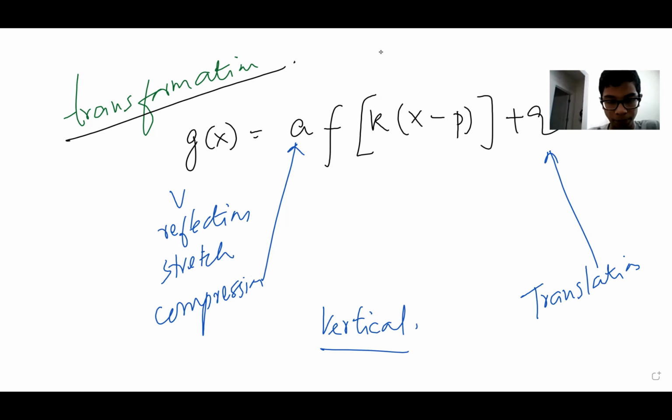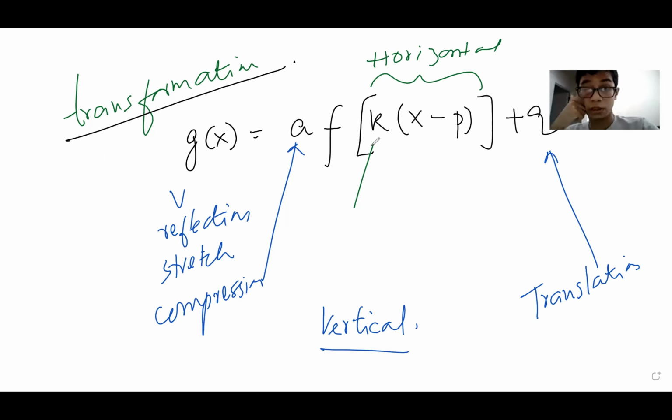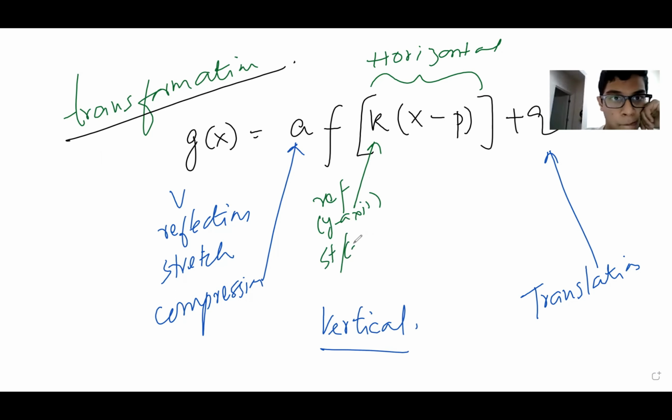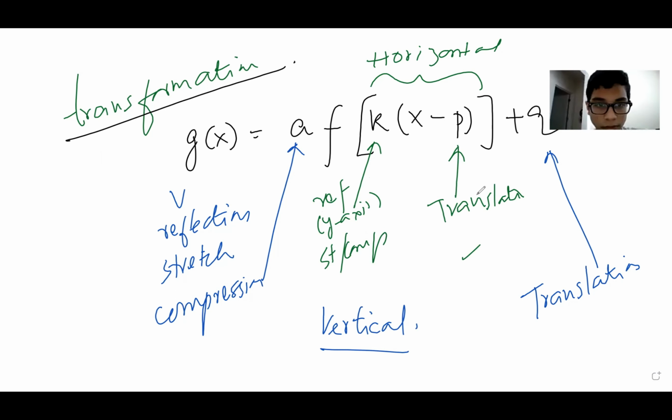On the other hand, the inside terms which we talk about are all horizontal. You understand? Where k is reflection. So when we say reflection, it is on the y-axis. Do you see that? Or stretch or compression, correct? As far as p is concerned, it is a translation, right? So inside terms are translations left or right.